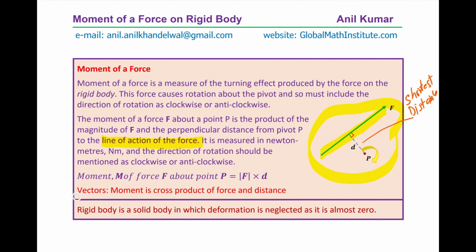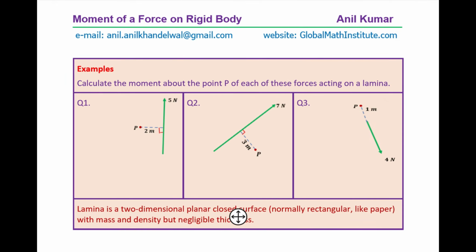Well, for those students who are doing vectors, the moment is a cross product of force and distance as shown above. So the cross product actually takes into consideration the shortest distance, the perpendicular distance. If we are given some other distance, let's say from here to here, then you can find the shortest distance by using the sine theta value. We'll take this up in examples. Now, with this concept clear to you, let us look into some examples and calculate the moment.